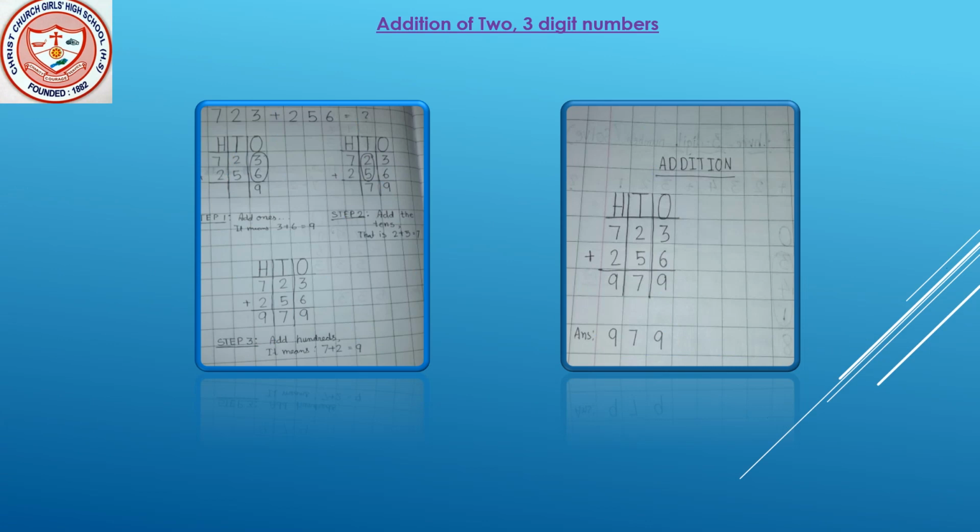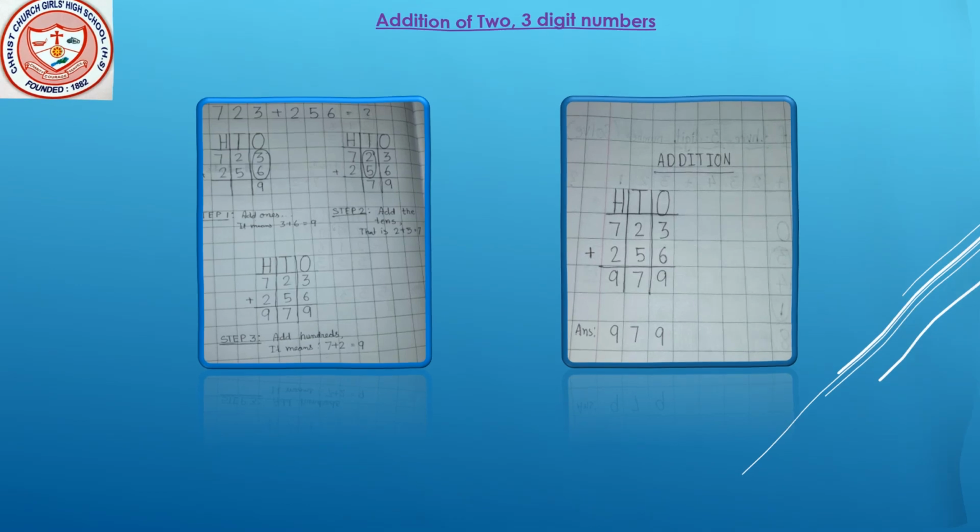What will be step number 2? Add the tens. Very good. It means 2 plus 5 is equal to 7. And last step will be, step number 3 will be, yes, add the hundreds. It means 7 plus 2 is equal to 9. And here is the answer.